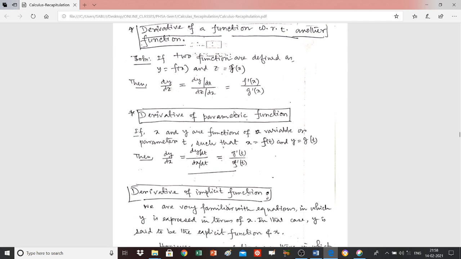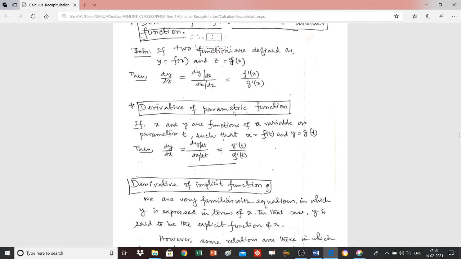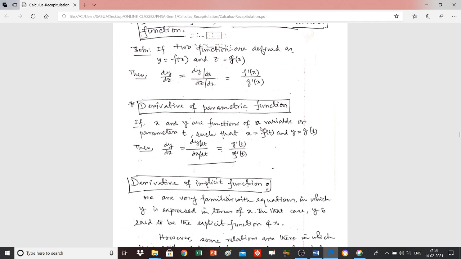Okay, now the derivative of a parametric function. If x and y are functions of a variable or parameter t such that x is equal to f(t) and y is equal to g(t), then you can write dy/dx is equal to dy/dt divided by dx/dt, that is equal to g prime t by f prime t. You can write this in this way.